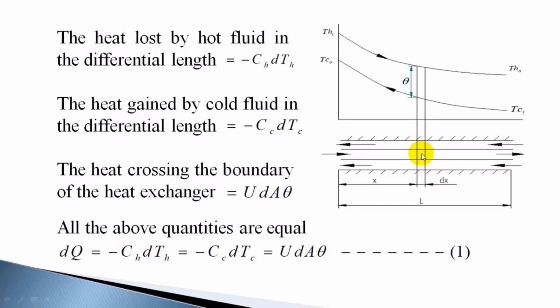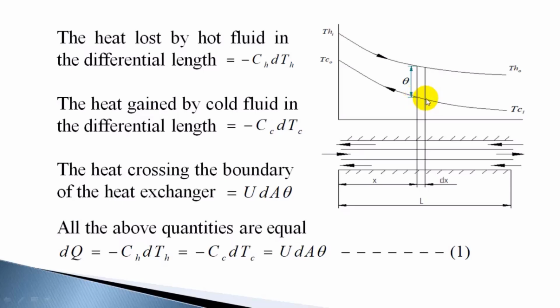Whatever heat is lost by hot fluid is gained by cold fluid, and that is also crossing the boundary of the heat exchanger. So the heat lost by hot fluid in the differential length is the incremental change in temperature for hot fluid into heat capacity. We have introduced a negative sign since dTh is negative. Next, for the heat gained by cold fluid, in this case the cold fluid temperature is also decreasing along the length.